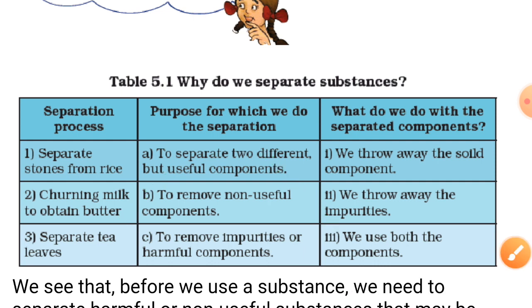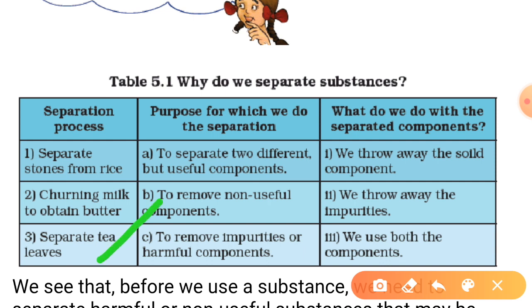Now we will talk about the third one. Separate tea leaves. Okay, we have to separate tea leaves because we want to remove a non-useful component. We want to drink tea without tea leaves. Now what will we do with the waste? We will throw away the solid component. Okay? In these 3 kinds of separation techniques, we learned many new things.